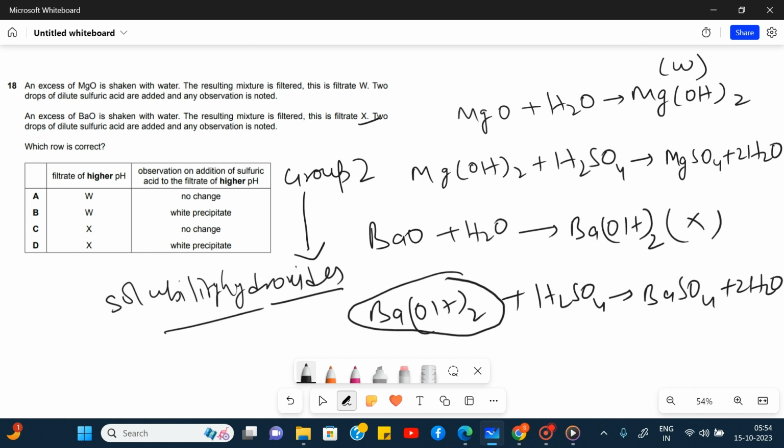Now let's look at the other column. It says what will we observe for the reaction with sulfuric acid. So we know that the product formed is BaSO4 in this case, right? And BaSO4 will be white precipitate because the solubility of sulfates decreases. For sulfates, the solubility decreases down the group. That means this will give you white precipitate. Hence, option D is the correct response.